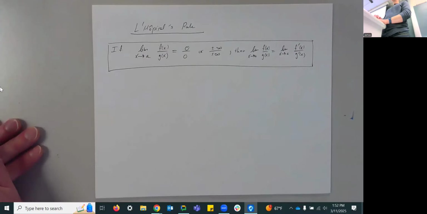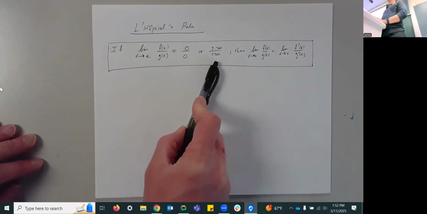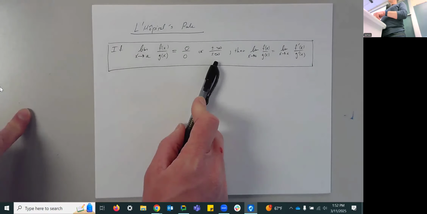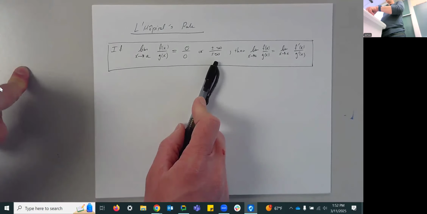That's what L'Hopital's rule says. If you have an indeterminate form, it's 0 over 0 or infinity over infinity, you can take not the derivative, but the derivative of the top and the derivative of the bottom and take the limit of that and get the same result.